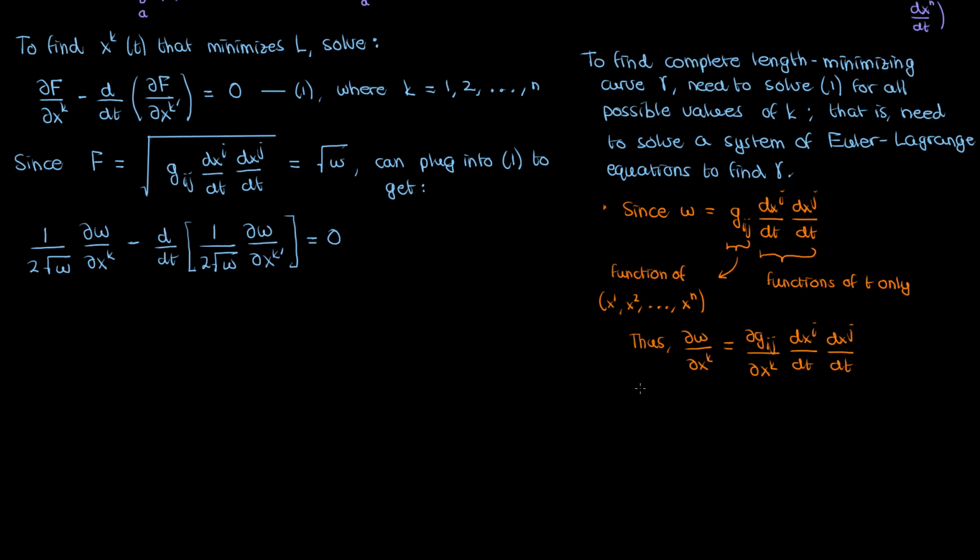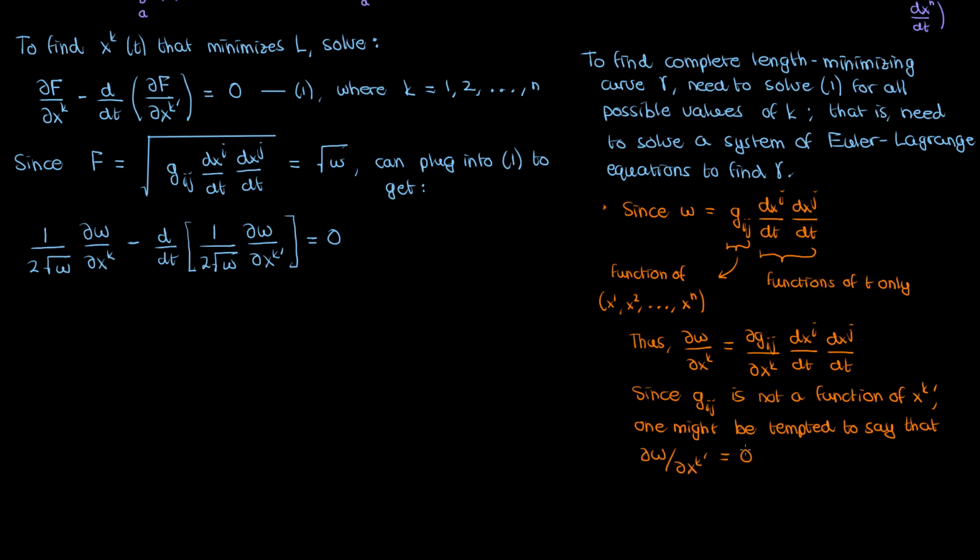But what about the second term, particularly the partial of w with respect to x super k prime? Well, this is a bit more tricky. We'll bring in our w again, which is a product of g sub ij and the t derivatives of x super i and x super j. Now, g sub ij is only a function of the coordinates. It is not a function of the t derivatives of those coordinates. So you might be tempted to say here that since there's no derivative of x super k, the partial of w with respect to x super k prime is 0. But that's actually not true.